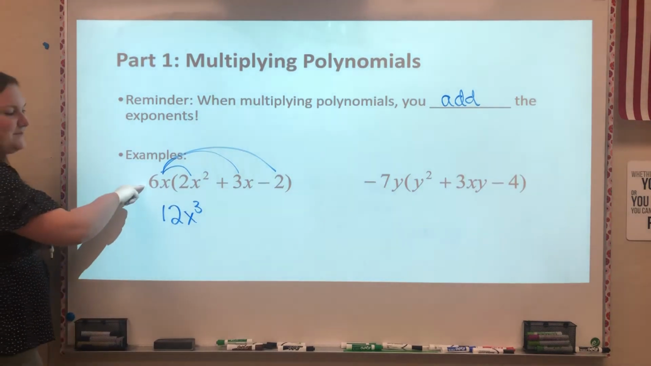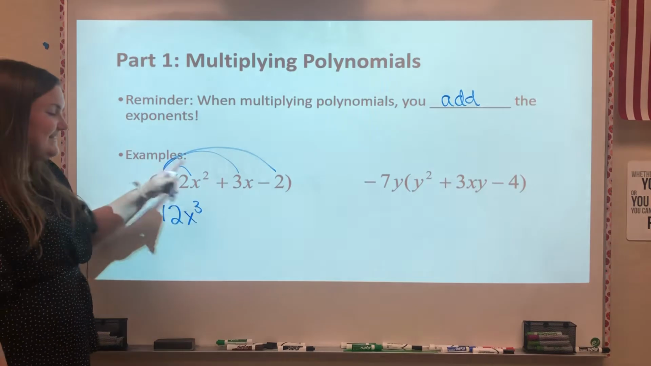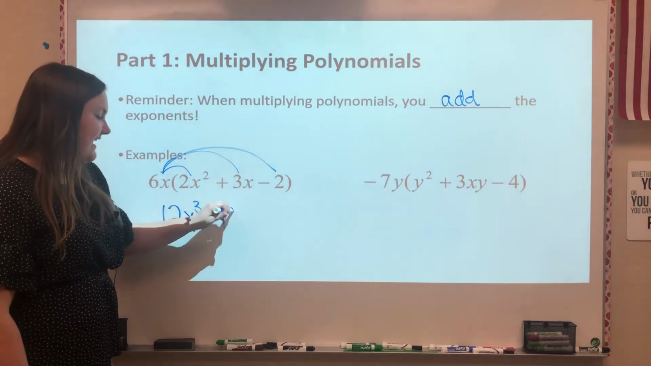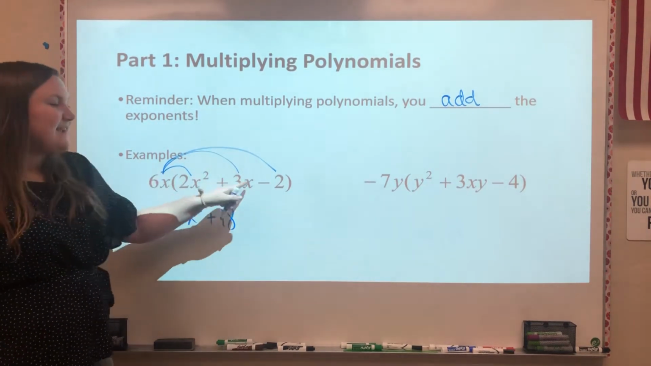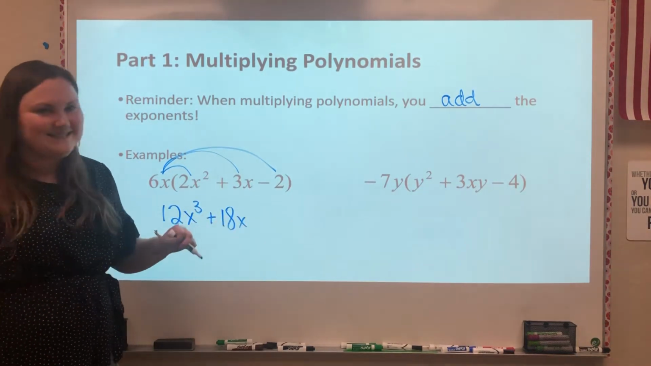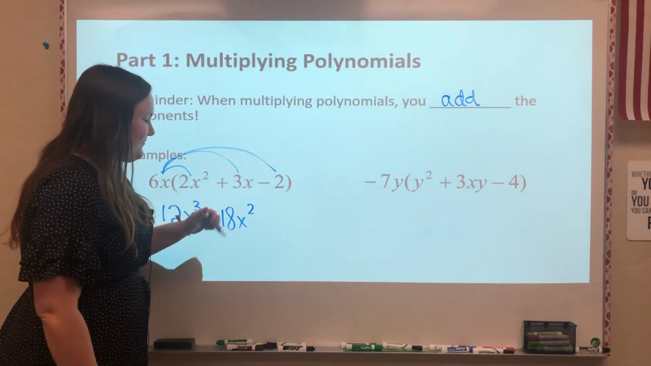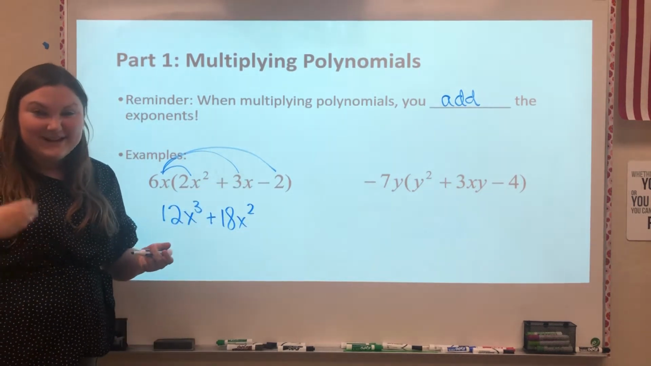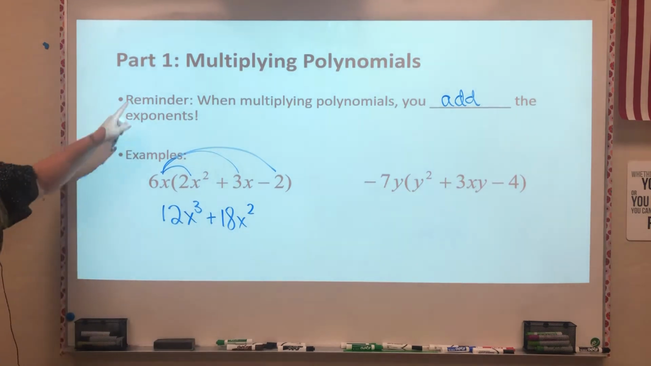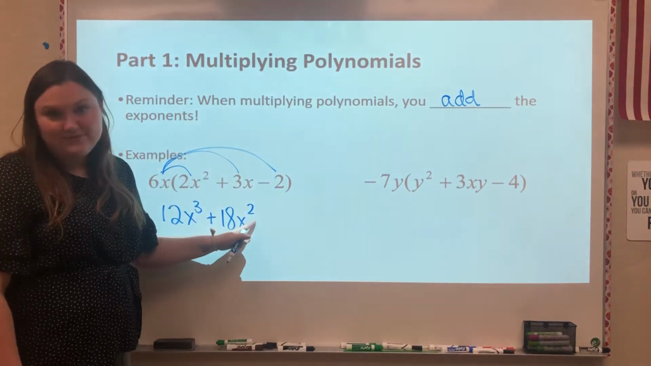What about this next one? 6x times 3x? Same idea. 6 times 3 gives me 18. And then x times x, that's usually one of the ones students make mistakes on. They want to say x times x is x. X times x is x squared. That's literally what x squared means, right? It's x times x. But you can also go back to that rule and say if you add those exponents, 1 plus 1 gives you 2.